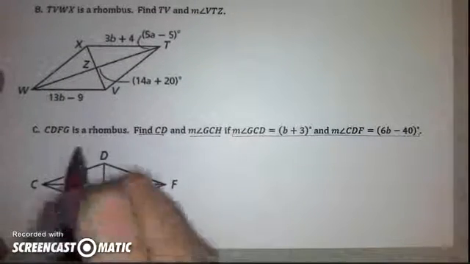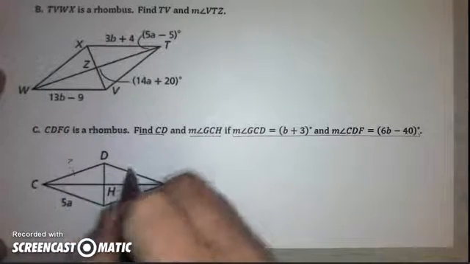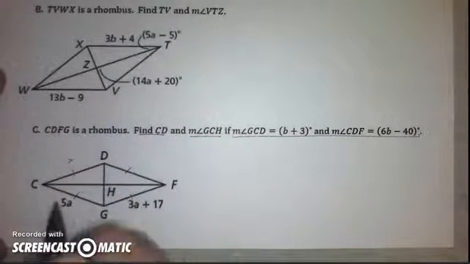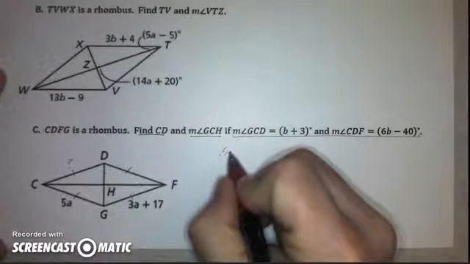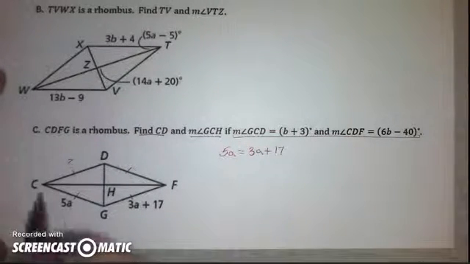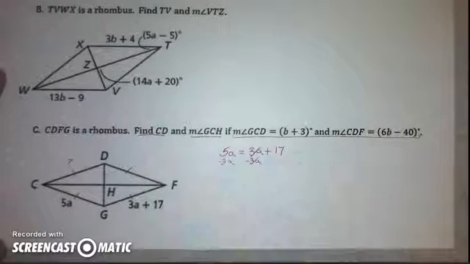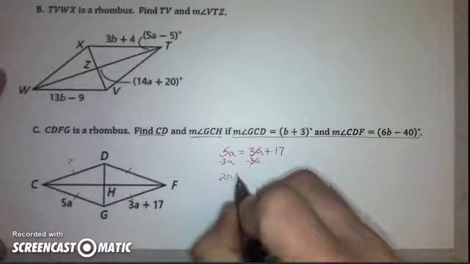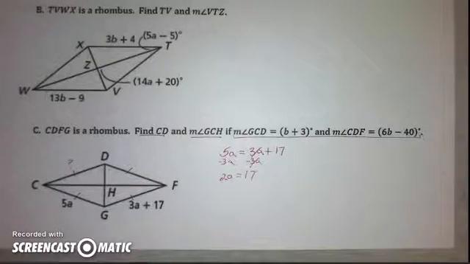All right. We know to find CD first. CD is this side. But we know all 4 sides are congruent. That means once I know the value of A, I just plug it in and find that. If all 4 sides are congruent, then these two should be equal. So I'm going to start with 5a equals 3a plus 17, because CG and FG are equal. And then I'm going to subtract 3a from both sides to cancel it out there. We get 2a equals 17. And then we're going to divide both sides by 2.